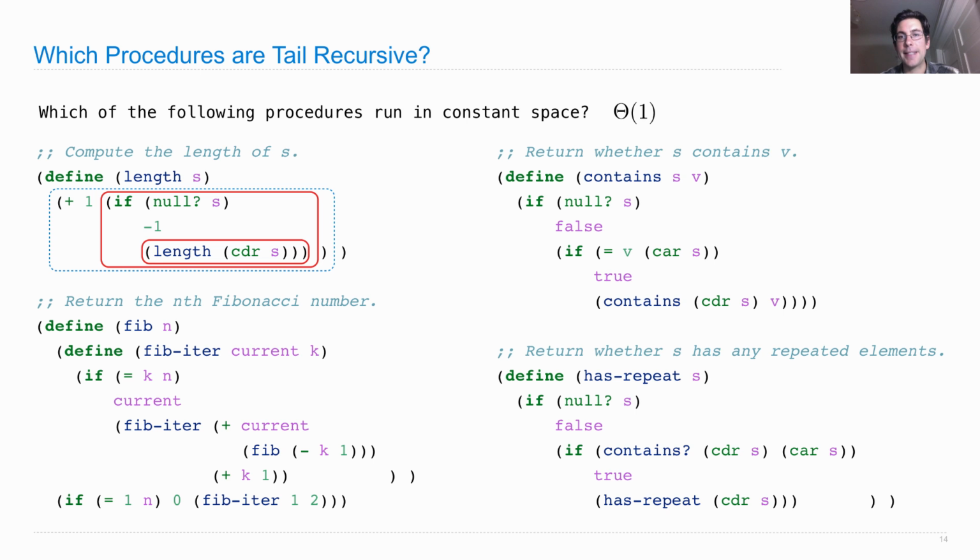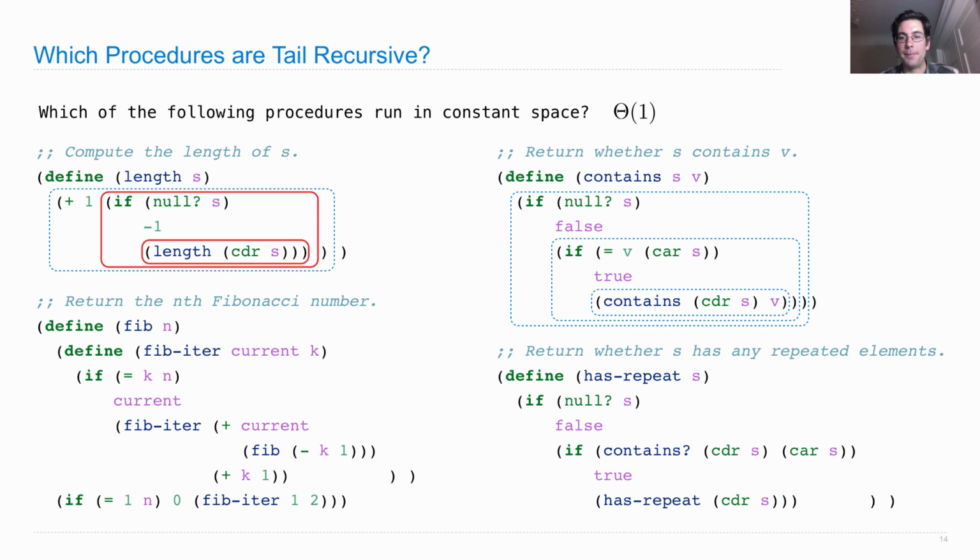Contains is tail recursive because the recursive call to contains is in a tail context. This is a tail context because it's the last expression in a procedure definition, and this is a tail context because it's one of the second or third sub-expressions in an if expression that's in a tail context. And therefore, this is in a tail context too, and that's the recursive call. So contains will take in something that's linear size because S is a list, but the amount of additional space required for contains to be called is constant.